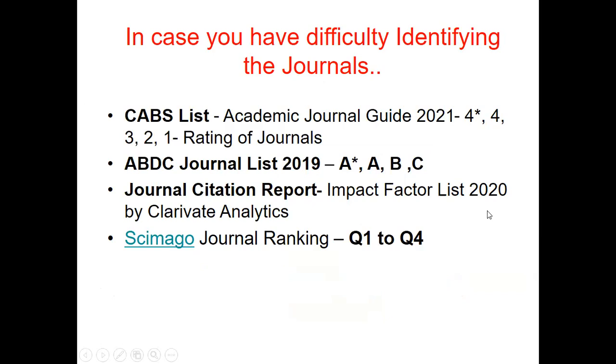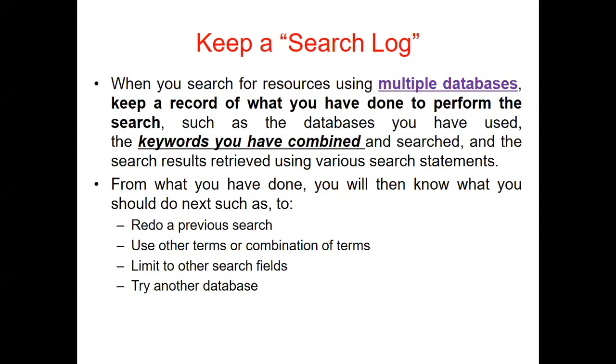In case you have some difficulty identifying journals, you can go to the ABDC journal list, which can be downloaded. Of course, it's a huge document. Simply write ABDC journal list in Google, and then they'll give you a list of journals where you can search them individually and try to see what is there, okay? And then, as I said, keep a search log so that you know where you got your information, for control purposes, of course, for reporting purposes.